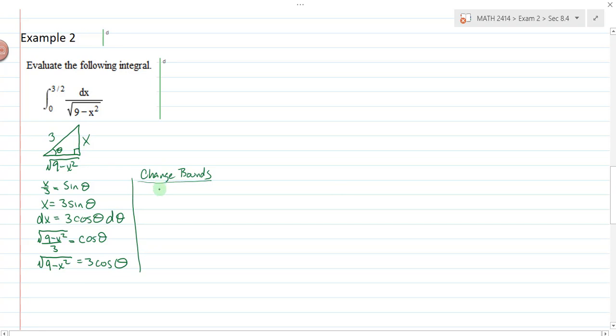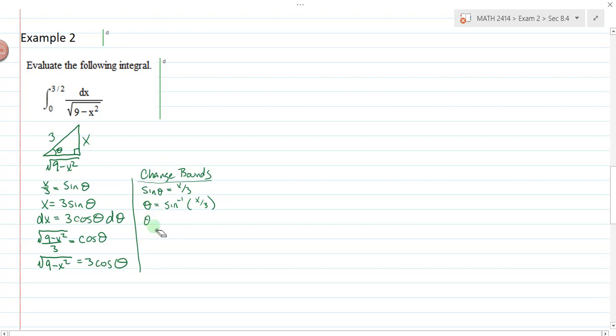So the way we changed our bounds with u substitutions was we plugged in our bounds into x and solved for u, right? So what we're going to do here is we're going to plug in our bounds in place of x, and now we're going to solve for theta. So what I have is sine theta is equal to x over 3, and that means that if I take sine inverse of both sides of this, I get theta is equal to sine inverse x over 3.